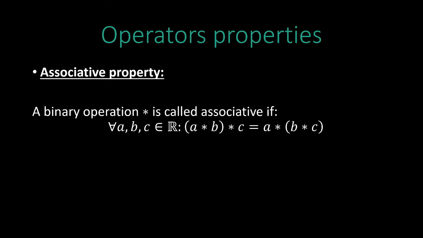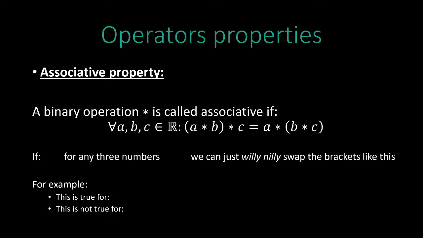So if you replace the thing with a star, it's still true. But the star doesn't have to mean multiplication, right? It can be any operator that we are talking about. Cool? So, and how to kind of translate it into human language. If for any 3 numbers from real numbers, we can just willy-nilly swap the brackets like this, then we know it's associative. Nice. So yeah, this is true for multiplication and addition, as I was showing here before, and it's not true for subtraction.